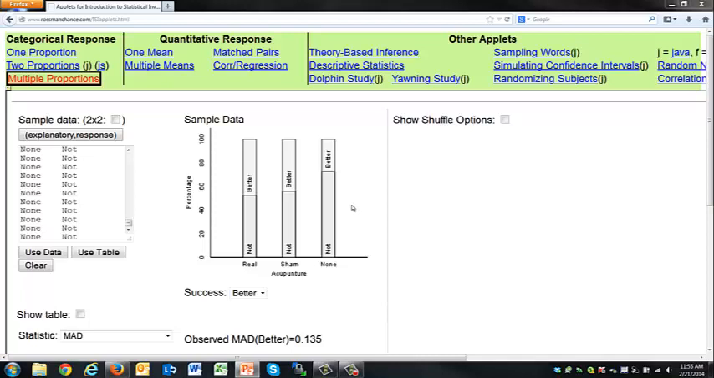You can see that the proportion of patients who show improvement is lower in the group that received no acupuncture and larger in the group that received both traditional and sham acupuncture. You'll see that the default statistic down here at the bottom is the MAD statistic. We're going to change that to the chi-squared statistic, receiving a statistic of 38.05.